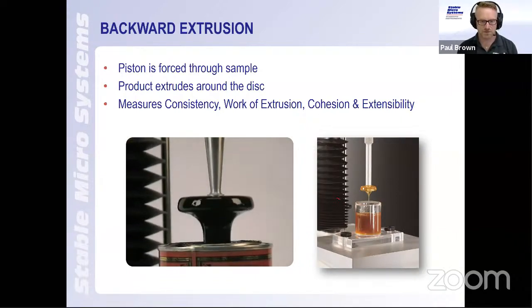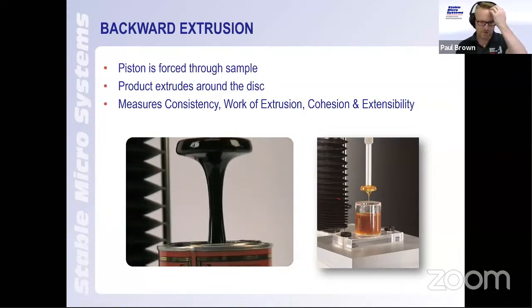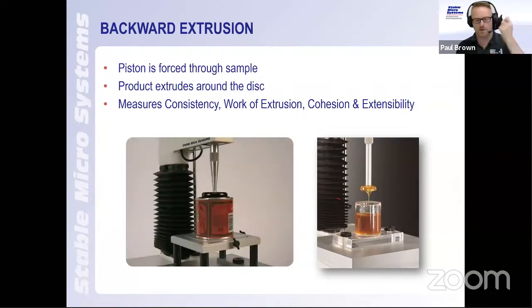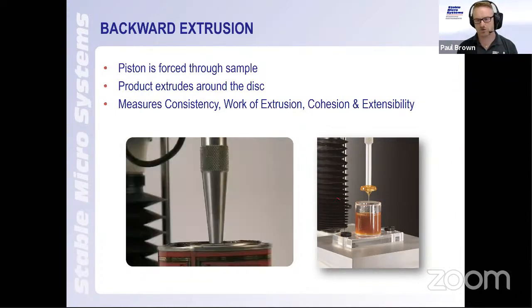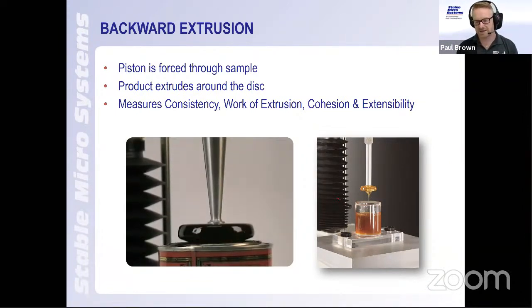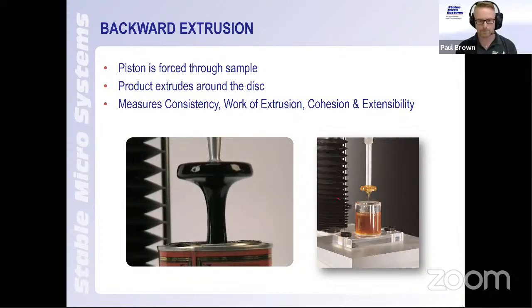So the piston is forced into the sample, the product extrudes around the disc, and then it's measured on the way out as well as the way in. So it can measure consistency, the work of extrusion, the cohesion, and also the extensibility of the product as well.